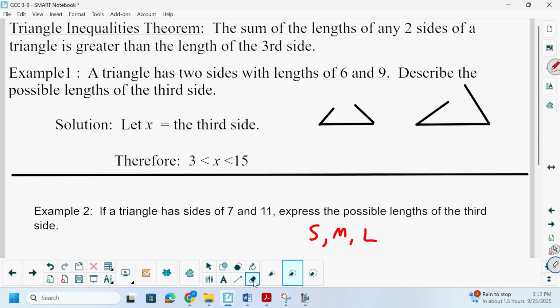What about if you added the small and the large as your two sides that you add together? Well, obviously that's going to be bigger than the third side, the medium, because the large was already bigger than the medium. The only time it could be a mystery is if you add the small and the medium together. That's the case where it could fall apart because the small and the medium might not add to be greater than the large, that third side. Now notice it has to be greater than, it can't be equal to. So I'm going to illustrate this idea.